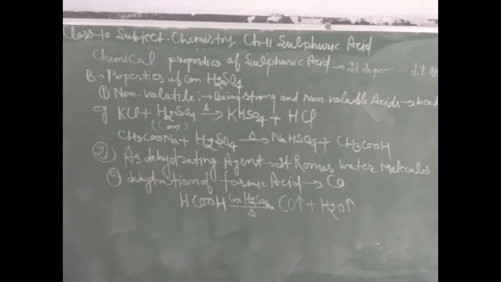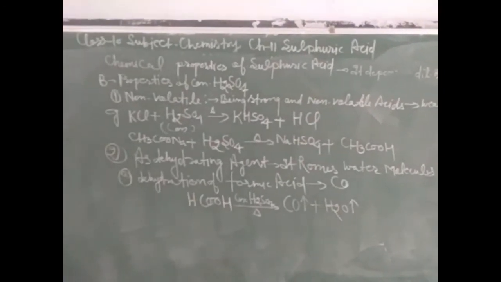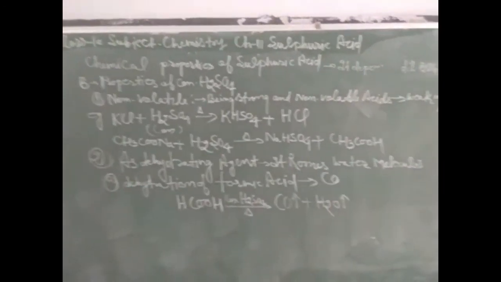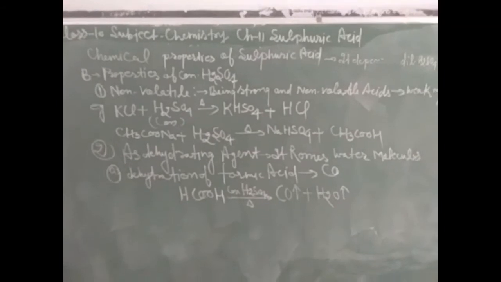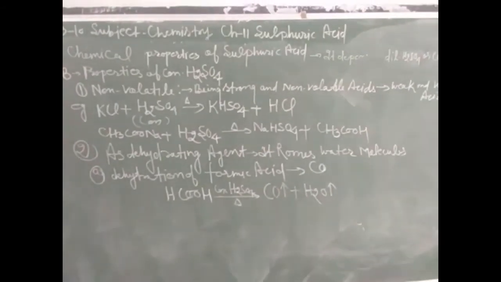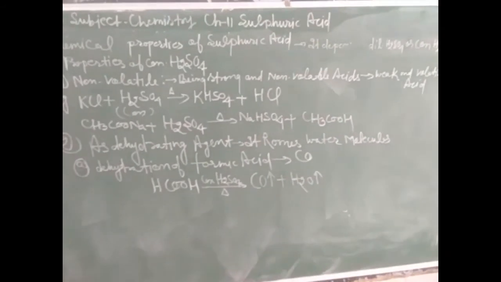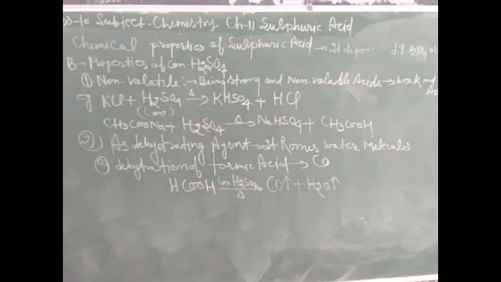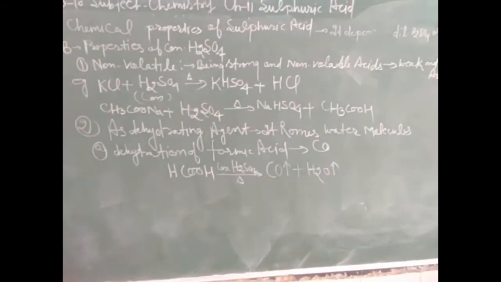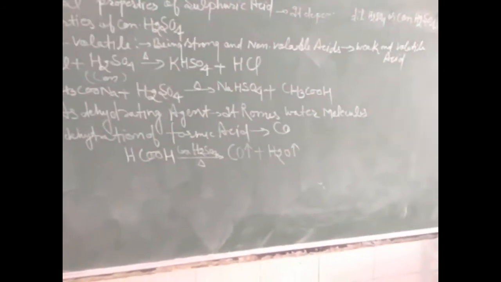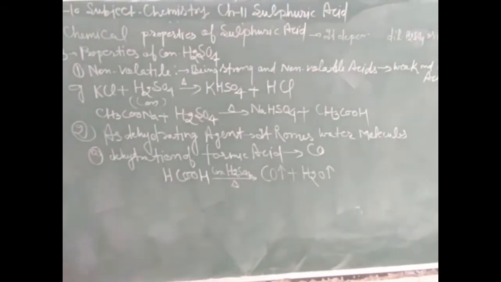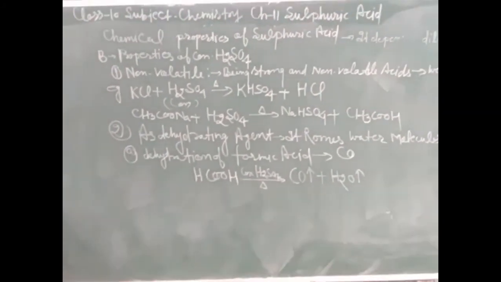When potassium chloride reacts with sulfuric acid, on heating it gives potassium bisulfate and hydrochloric acid. The hydrochloric acid that is formed is a weak and volatile acid, meaning it gets vaporized on heating. Now the second reaction: sodium acetate treated with concentrated sulfuric acid on heating gives sodium bisulfate and acetic acid.